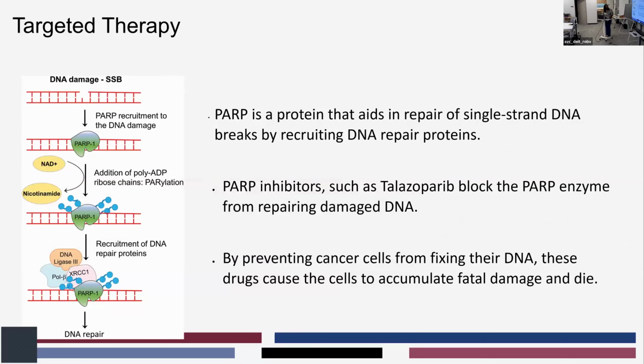Our targeted therapy here is a PARP inhibitor. PARP is a protein that aids in repair of single-strand DNA breaks by recruiting DNA repair proteins. PARP inhibitors such as talazoparib block the PARP enzyme from repairing damaged DNA. By preventing cancer cells from fixing their DNA, these drugs can cause the cells to accumulate fatal damage and eventually die.